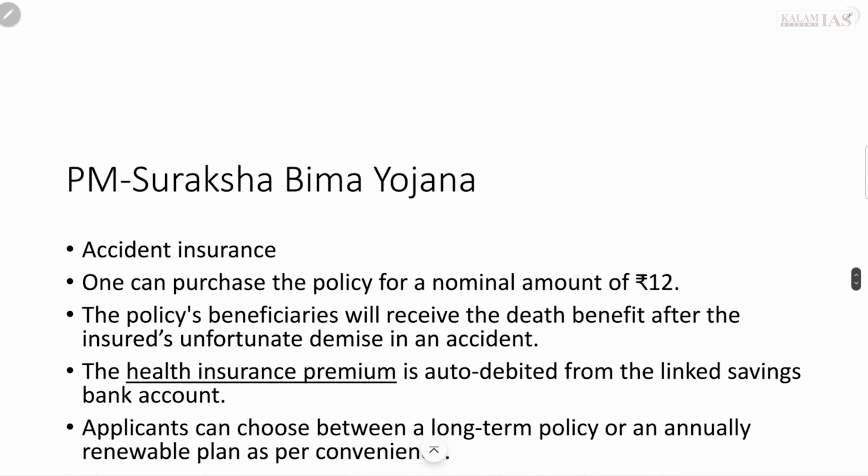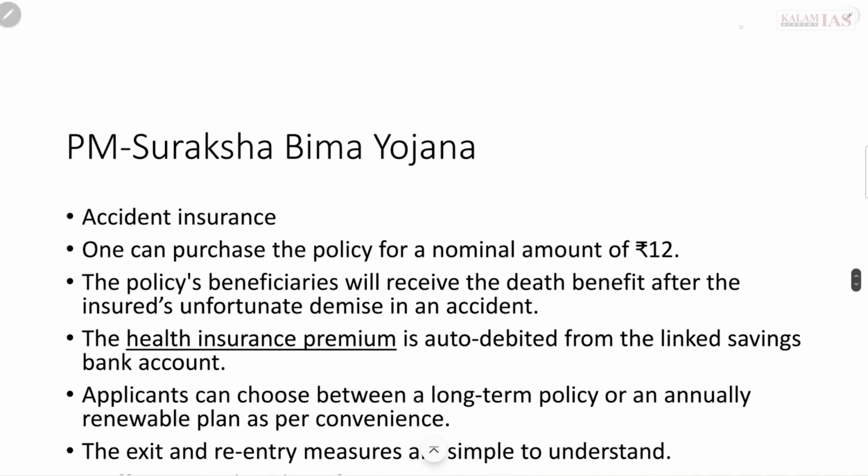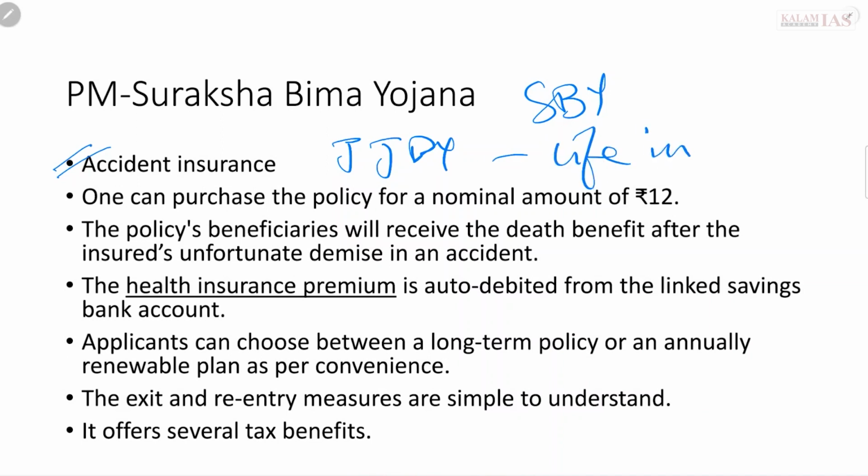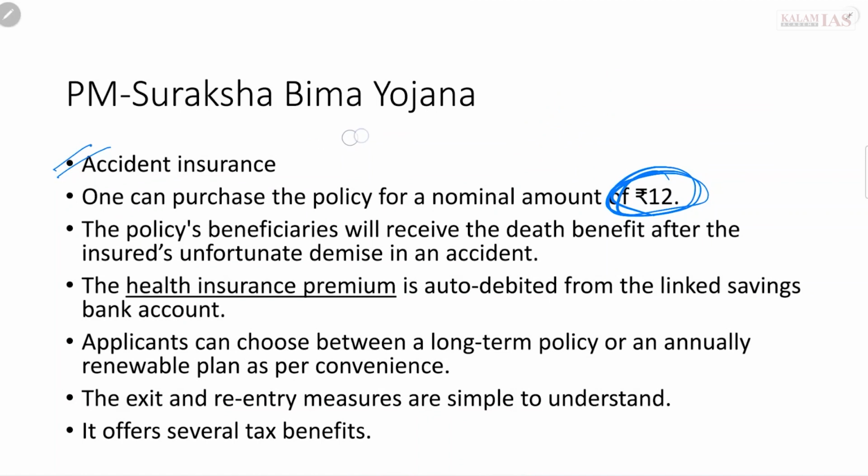Now let us discuss the PM Suraksha Bima Yojana, the PM SBY. This is an accident insurance policy. The Jeevan Jyoti Bima Yojana was a life insurance policy. This is an accident insurance policy. One can purchase the policy for a nominal amount of rupees 12. Basically, 12 रुपये में, if in 12 rupees you are getting an entire life insurance, accident insurance.